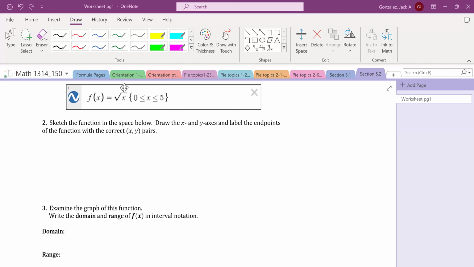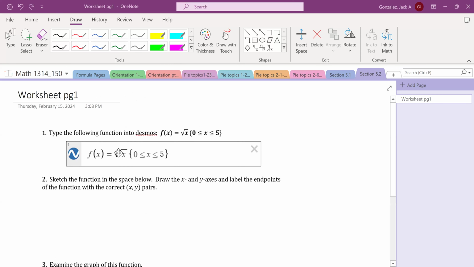How do you find that f, sir? How do you find that function, the f(x)? It is given to you right here. Okay, so I want you to just type it in exactly like this into Desmos. All of it.